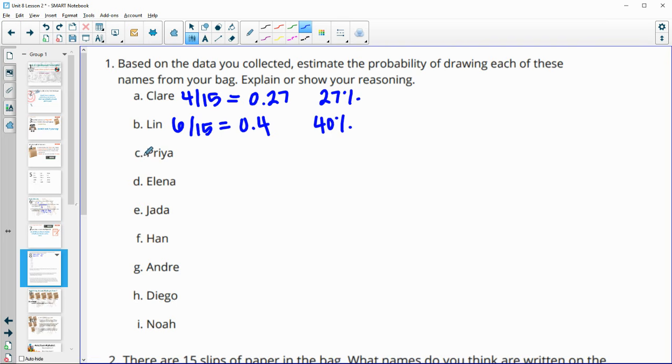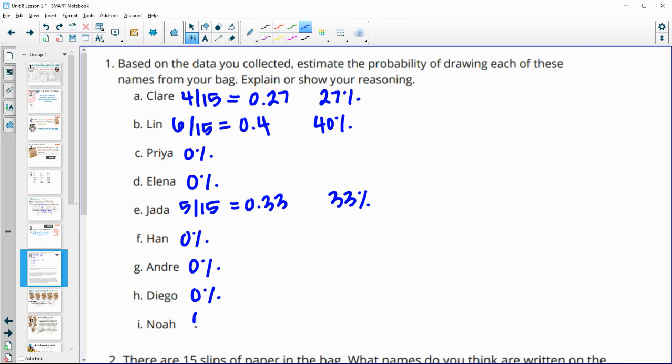Priya, we did not draw at all. So it seems like there's a 0% chance. 0% chance for Elena. We drew Jada's name 5 times out of 15. And 5 divided by 15 is 0.33. So it appears that there's a 33% chance to draw Jada's name. We did not draw Han or Andre or Diego or Noah. So it appears that there's a 0% chance that we would draw those based on our results.